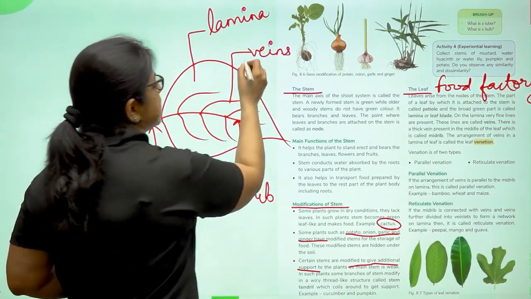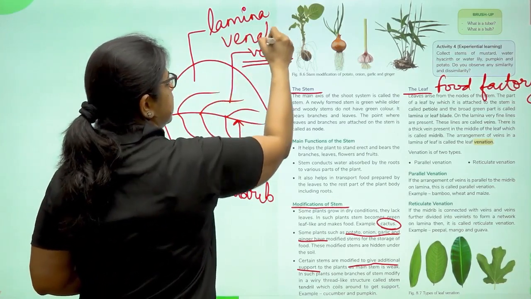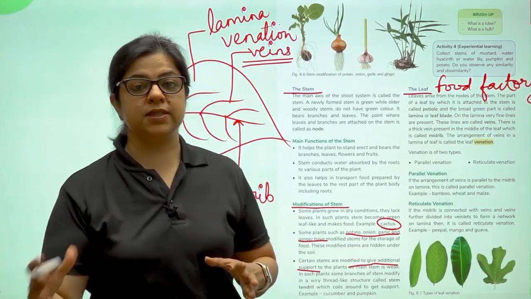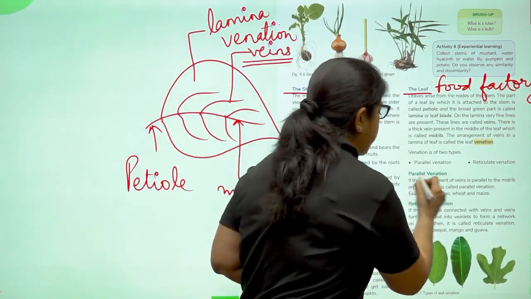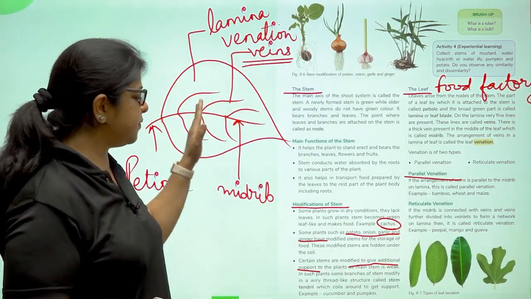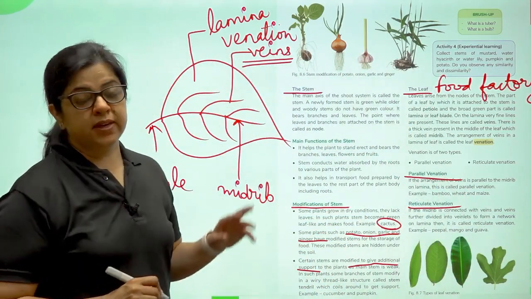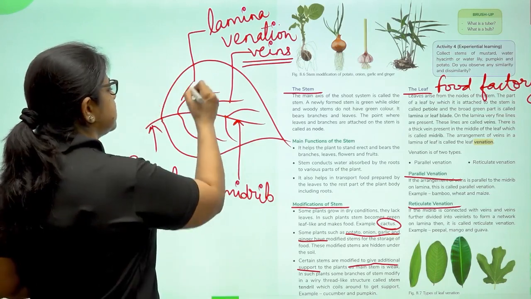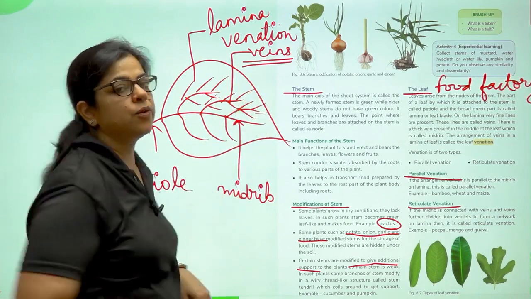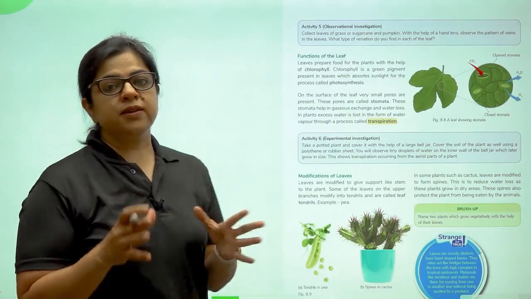Now, sometimes the arrangement of these veins, which is called venation, is of one type and sometimes it is another type. So, there is parallel venation. This system of venation that you see here is parallel venation. And the other type is reticulate venation. In reticulate venation, these veins are further divided into tinier veins. That is reticulate venation. Children, what are the functions of the leaves?